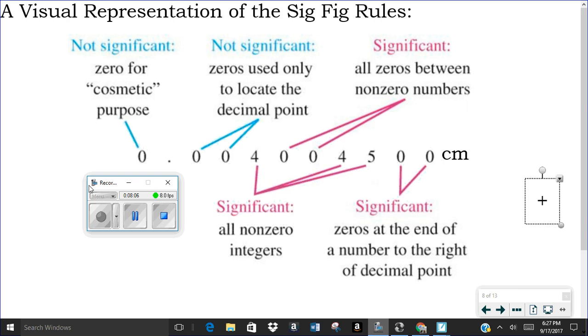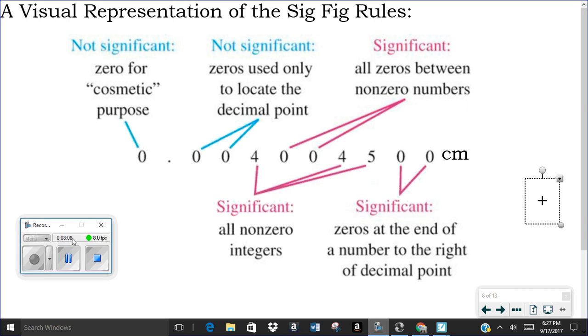So here's the visual example that I promised you. This measurement is some length in centimeters. The first zero here is that cosmetic zero we were talking about. That cosmetic zero is placed before the decimal point if the number is less than 1, just to make the number look a little bit more balanced. It's something that we learned how to do when we were writing decimals in elementary school. So that's called a cosmetic zero.